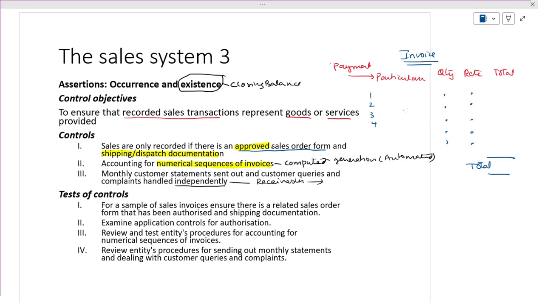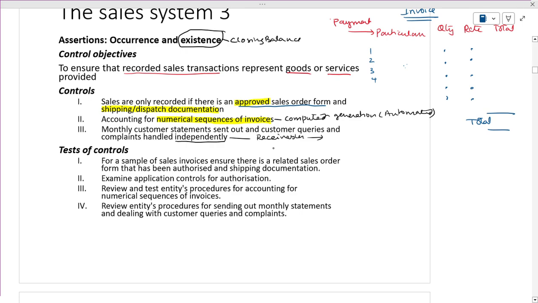Those are the controls. What are the tests of controls? For a sample of invoices. So here in point number 3, we have to reconcile the customer statement with our records, 100%. Now, I will come back to what customer queries are. If there are any discrepancies or mismatches, I will come back to this and we will cover it. There is a positive confirmation, there is a negative confirmation.